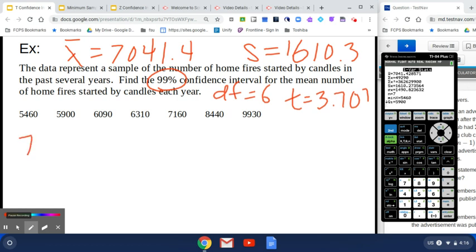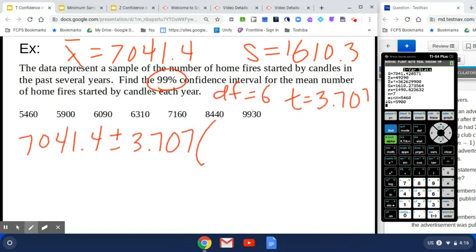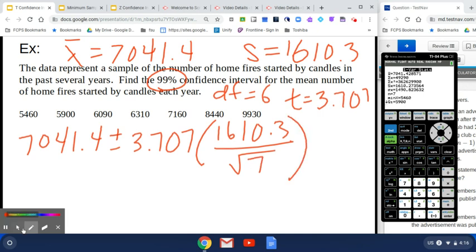I'm going to plug those values into the formula. So 7,041.4 plus or minus 3.707 times the standard deviation divided by the square root of the sample size, which is 7. I'm going to go to the calculator to actually get the values. I'm not going to plug and chug that. I'm just going to go to stat, over to tests, and again, number 8 is the t interval. I'm going to highlight data. We entered the numbers in list 1, and we want a 99% confidence interval.